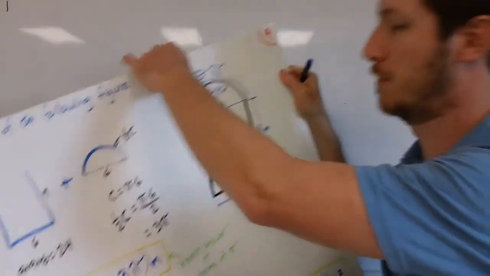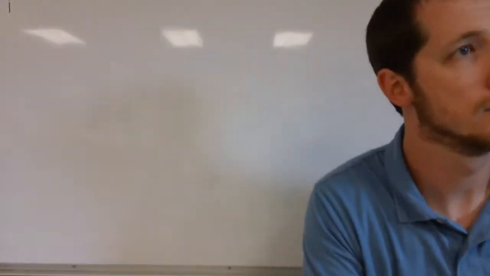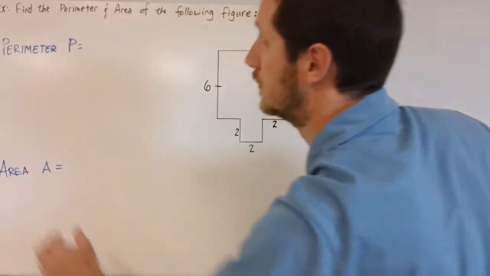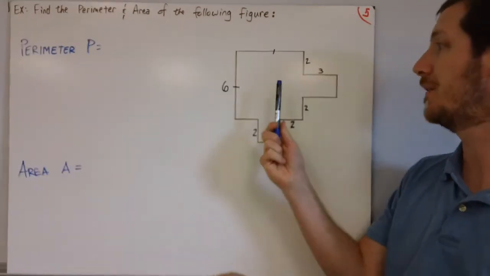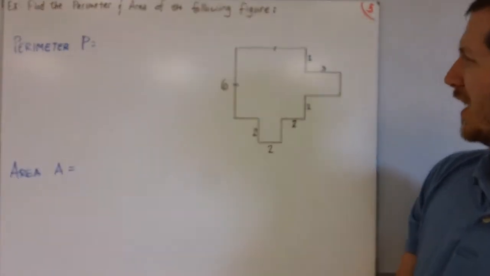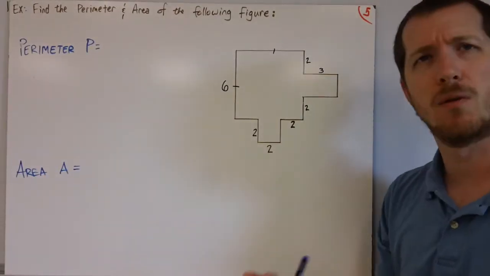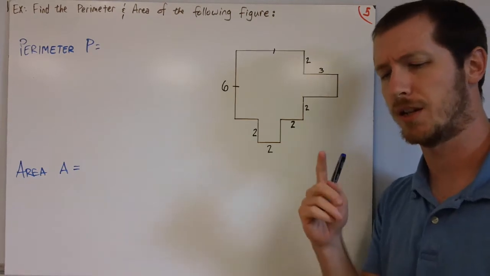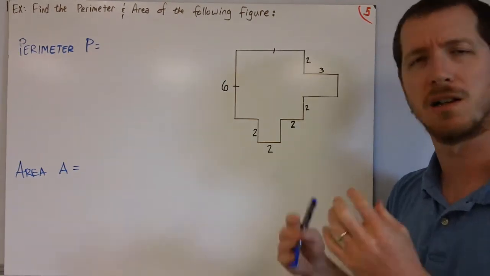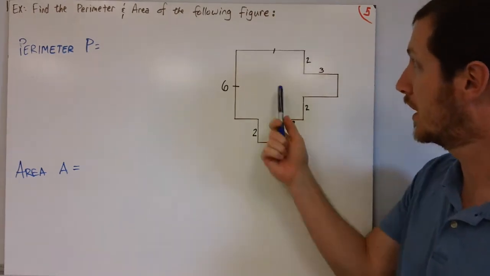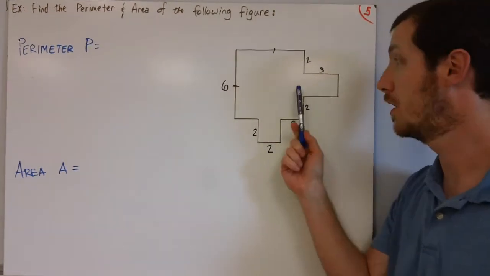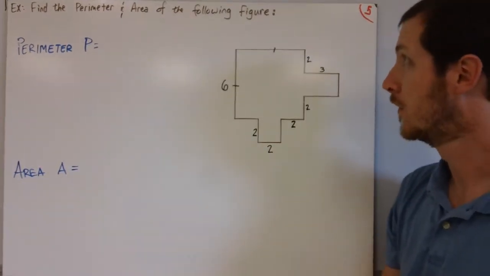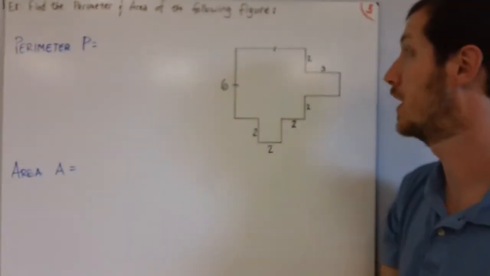Okay, one more example. Let's take another composite figure and find the perimeter and area of this figure. Looking at this figure, it's not one of my normal shapes. It's not just a square or a rectangle or a circle or a triangle, but it's a composite of several of those. Looking at this, I see it's a composite of maybe a real big square here, a little square down here, and a rectangle over here. So I want to think about that when I'm doing the perimeter and area.